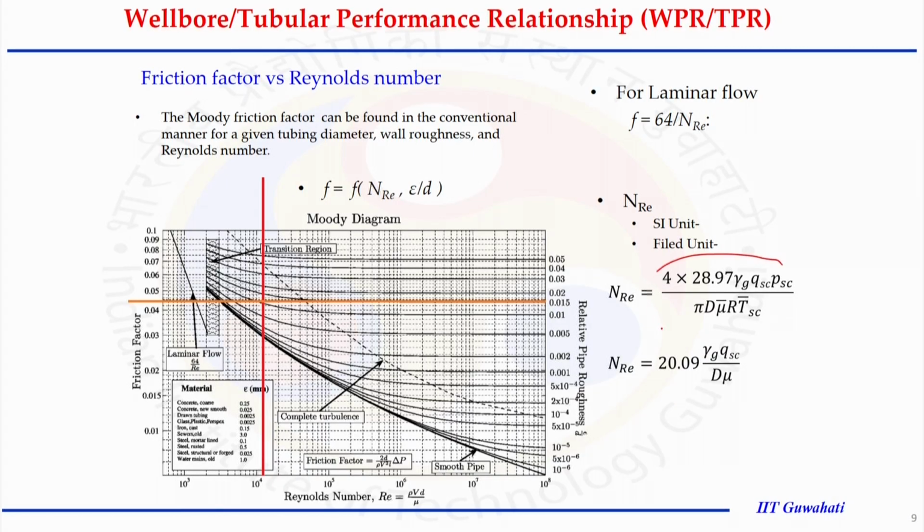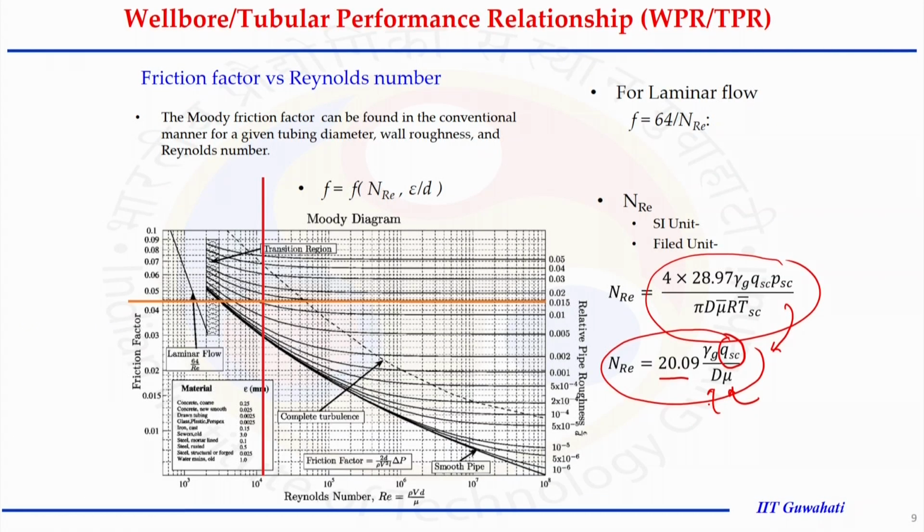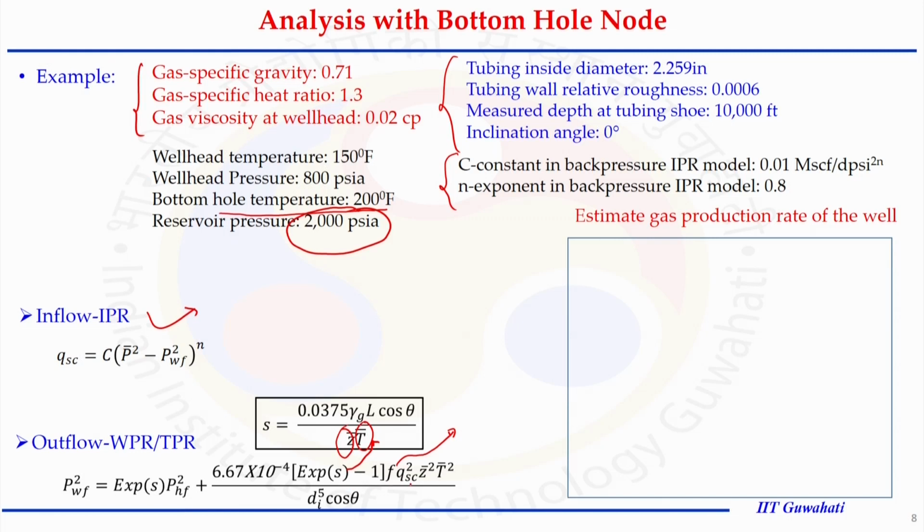So, the Reynolds number depends on several parameters. Here is the simplified form of the Reynolds number from this equation, where we got 20.09 gamma g q by d mu. Viscosity is given to us, diameter is known, but we do not know QSC, that is what we are trying to calculate. So, what we can do is assume some value of QSC, calculate the Reynolds number, and the Reynolds number can be put there to calculate this F value, and every time we have to check whether the assumed value is correct or not. So, with this help, assuming QSC, we can calculate S, we can calculate F, we know everything.